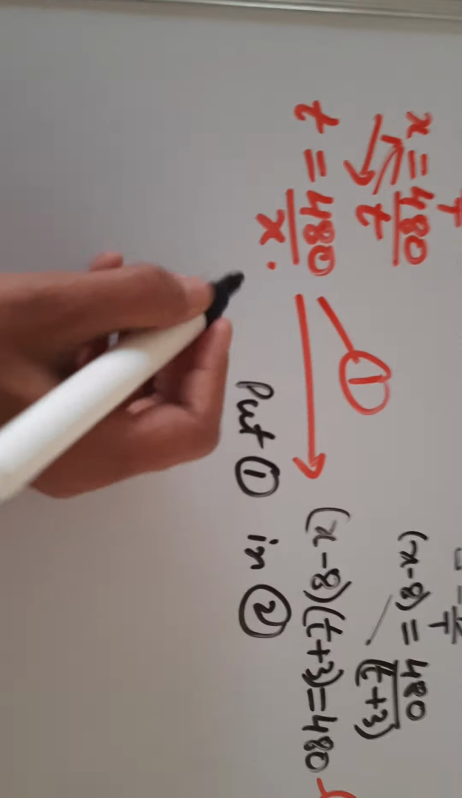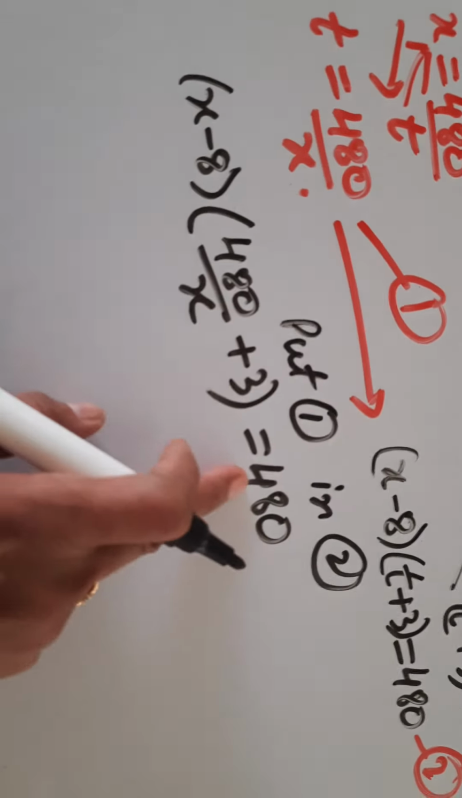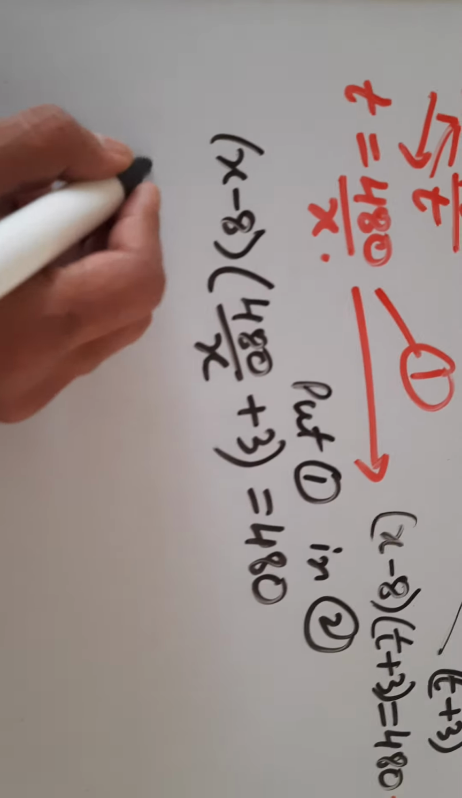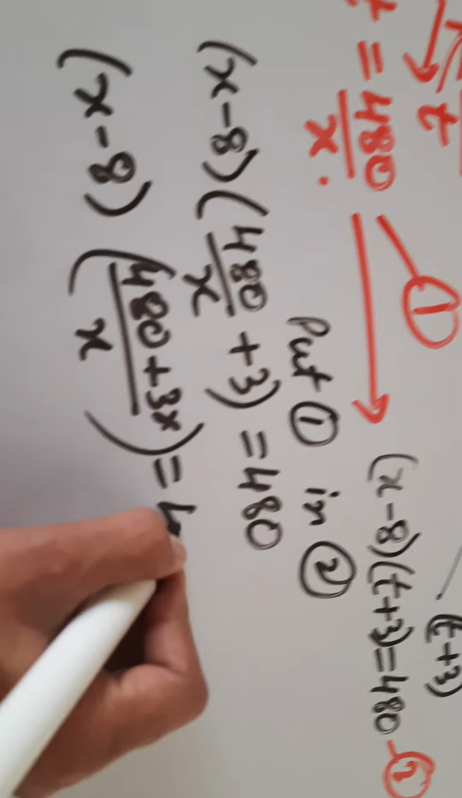So what do we get? x minus 8 bracket t. What is t? It is 480 by x, plus 3, is equal to 480. Now just solve it. As you know, it is in fraction. We have to take the LCM, then multiply the two brackets and then cross multiply. So let us take the LCM quickly. We will get 480 plus 3x, like this, is equal to 480.